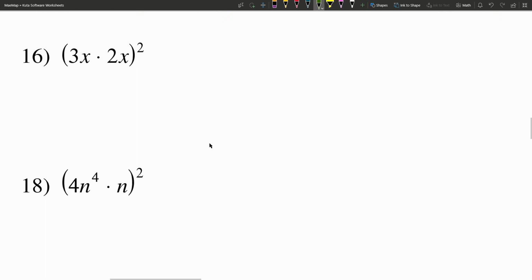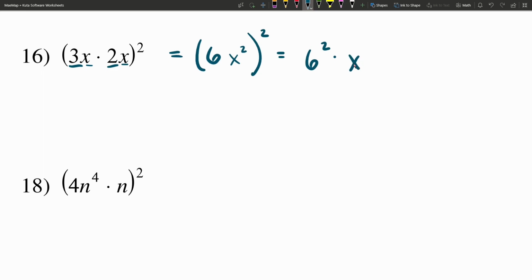In number 16, we have 3x times 2x, that quantity squared. Let's simplify at the start just to make this easier for ourselves. Combining our coefficients, 3 times 2 is equal to 6, and then combining x times x is x to the 1st times x to the 1st, or x to the 1 plus 1, which is x squared. And we have that entire quantity squared. So we're going to do 6 squared times x squared squared.